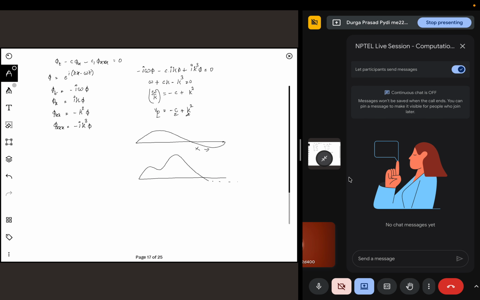I think that c1 disappears somewhere. Okay, there is a c1 here, so I should have c1 also here.